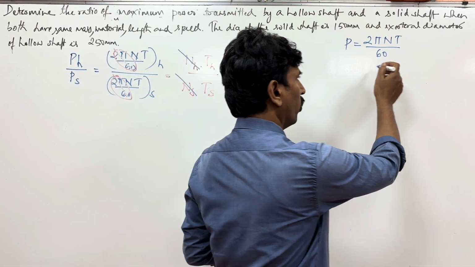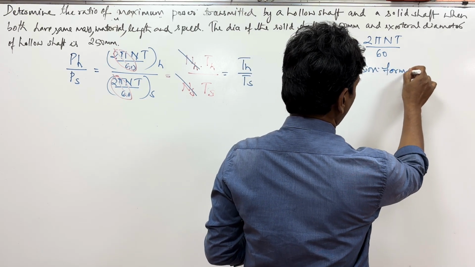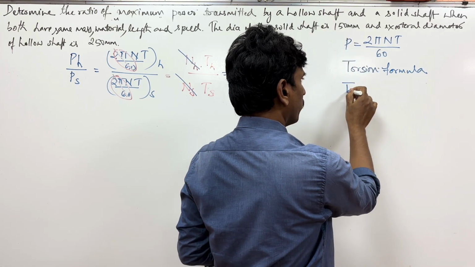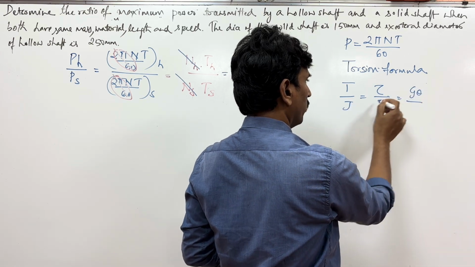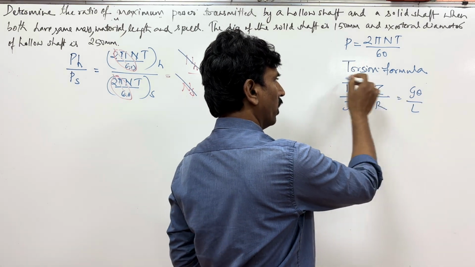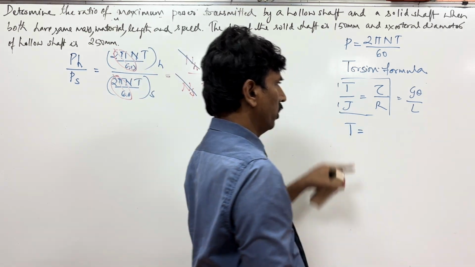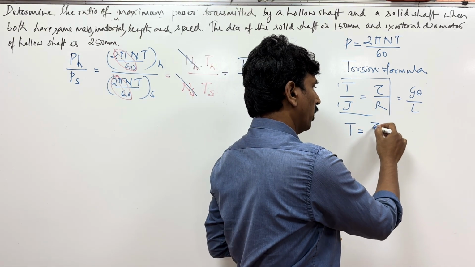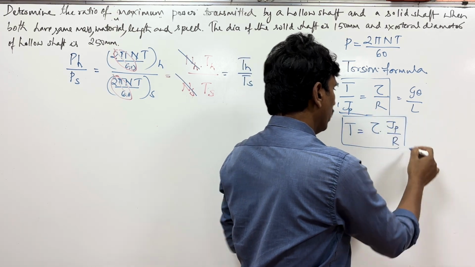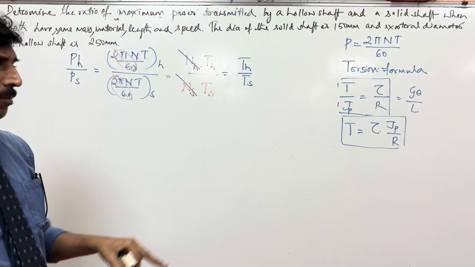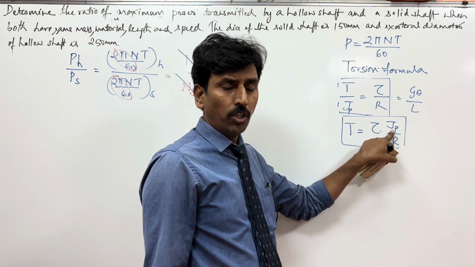we again go back to the torsion formula. Now, what's the torsion formula? T by J equals tau by R equals G theta by L. This is how we remember it. So we are worried about this first part of the equation. If you want this T, the torque, then this is actually tau into Jp by R. Of course, you can call this Jp or J, whatever. So this is the equation for the torque, where tau is the shear stress in the material, and Jp is for the solid shaft or the hollow shaft.